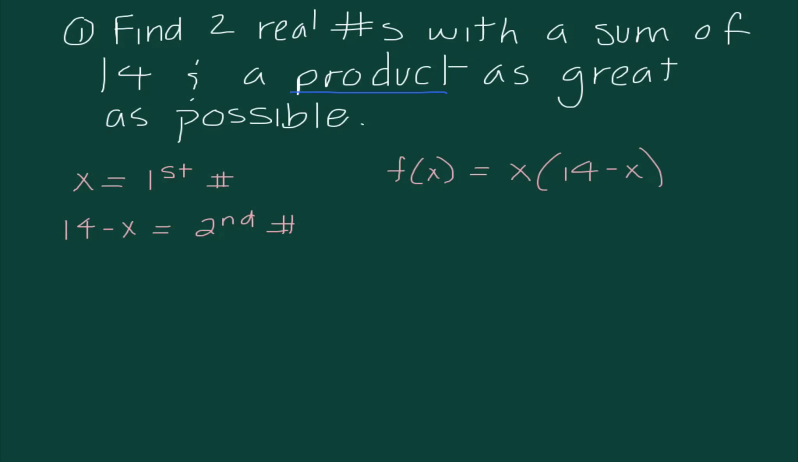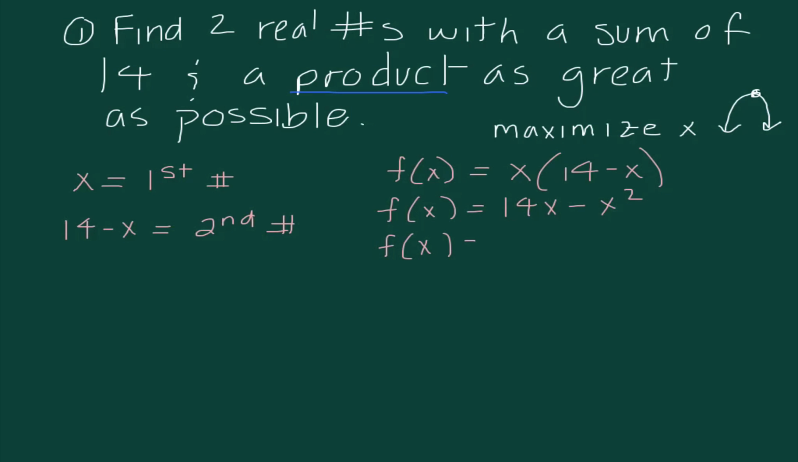And since we want a product as great as possible, that's telling me we want to maximize. So I want my point up here. So I'm going to go ahead and do f of x equals 14x minus x squared. So f of x equals negative x squared plus 14x. And even though we don't need to graph this, I know this negative means that our parabola is going down, which tells me I'm on the right track because I know I need to get a maximum value.